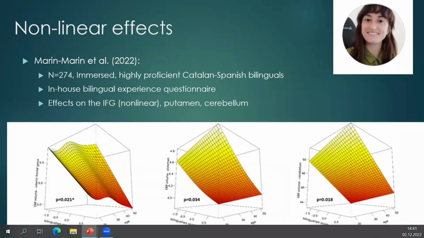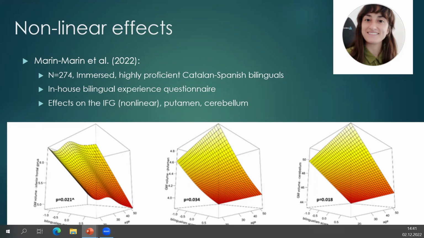Very briefly, we did a very similar study, but this time we looked at Catalan-Spanish bilinguals in Catalonia, immersed. So we used a different experience questionnaire, which may explain that we had some different patterns in the results. But again, we found some effects of bilingual experience, which is this axis in this case. A nice ripple here on the volume of the inferior frontal gyrus, which wasn't quite expected. And also we found some effects in the putamen and the cerebellum.